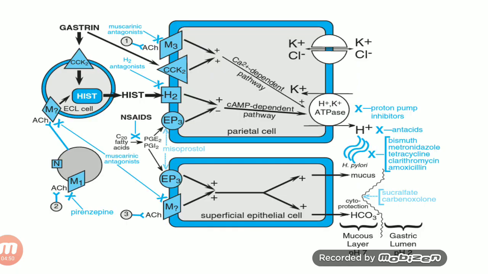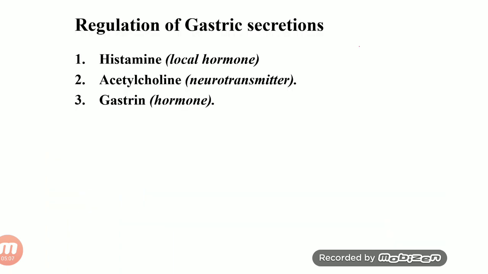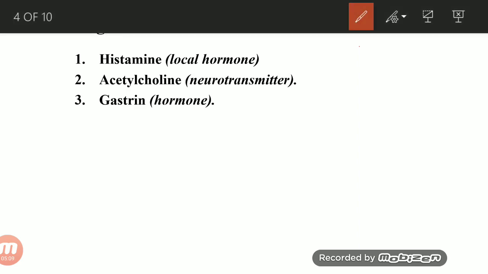So this entire diagram that you have over here demonstrates the regulation of your acid secretion. Before I explain this diagram, first we'll talk about your neuronal control, which is done by acetylcholine.